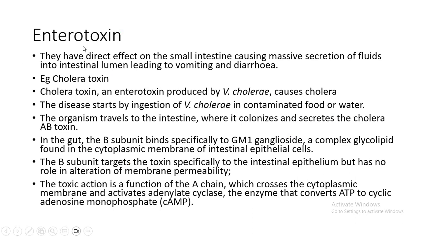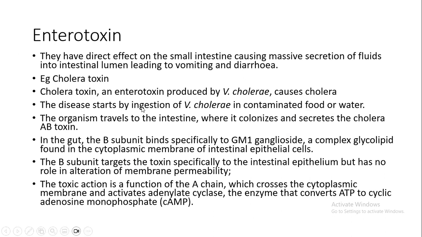Then next we have the enterotoxins. Enterotoxins are those toxins that will affect the intestinal tissues, leading to vomiting and diarrhea. One of the common examples is cholera toxin, which is encoded by the bacterium Vibrio cholerae that causes the disease known as cholera.